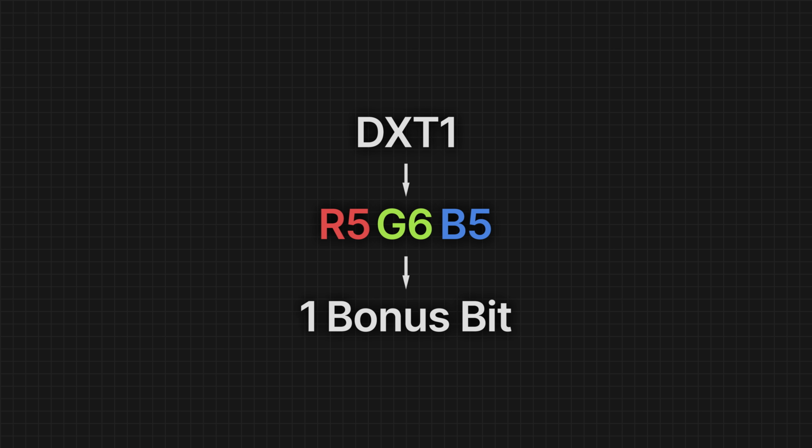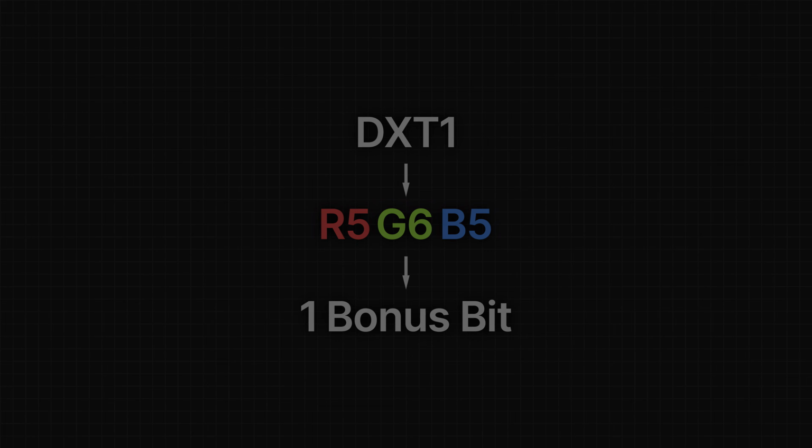With DXT1 compression, the channels are compressed to R5, G6, and B5, which makes up the 16-bit color format. So I like to use the green channel to get a little bit better quality with things like roughness and height maps. One thing to note is that DXT1 compression is very aggressive and prone to artifacts at lower resolutions.